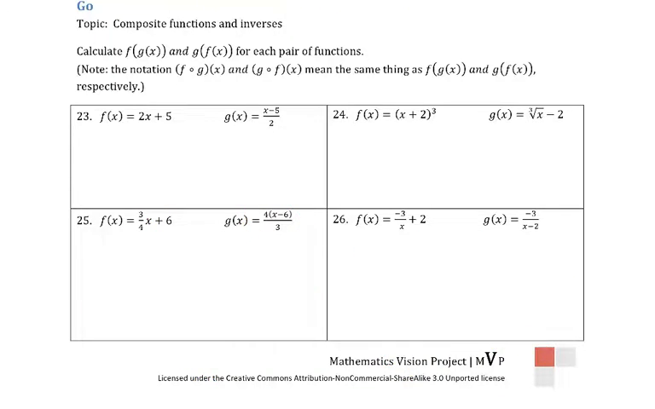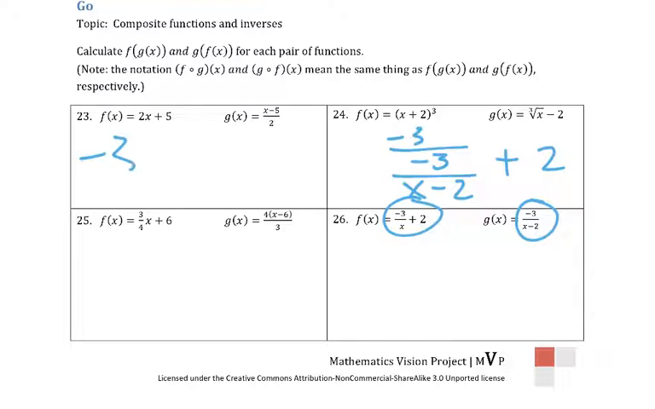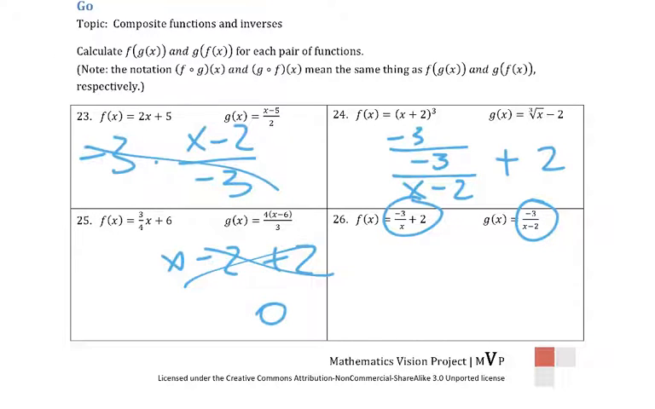Alright, let's look at 26 now. So same idea. So I take this, so negative 3 over that whole thing, negative 3 over x minus 2, plus 2. Now, so that's like negative 3 divided by negative 3 over x minus 2. So I can't divide by a fraction, so we multiply by the reciprocal. So times x minus 2 over negative 3. Those eliminate, and we're left with x minus 2 left over, plus 2 becomes 0. So x plus 0 is just x.